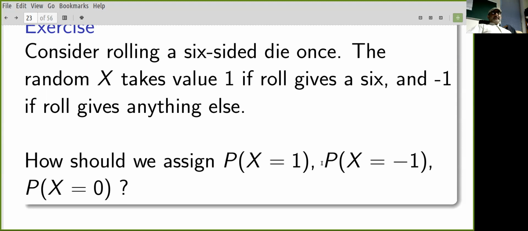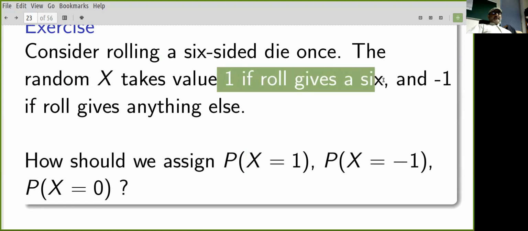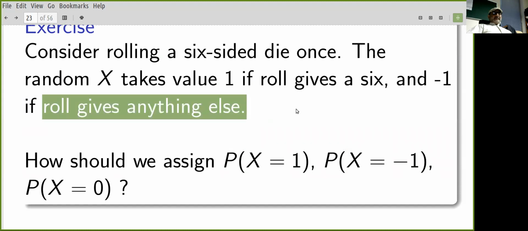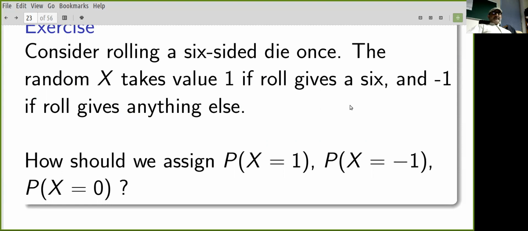What's the probability that X is equal to 1? Well, X takes value 1 if the roll gives a 6. So the probability that the roll gives a 6 is 1 out of 6. And the probability that X is equal to -1 is the probability that the roll gives anything else. So you have a 5/6 probability of getting anything else but a 6.